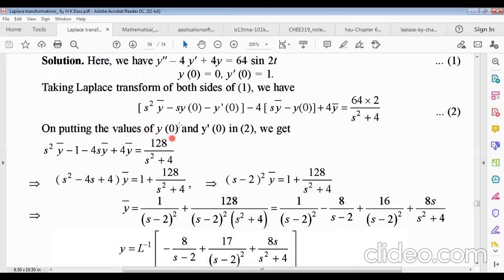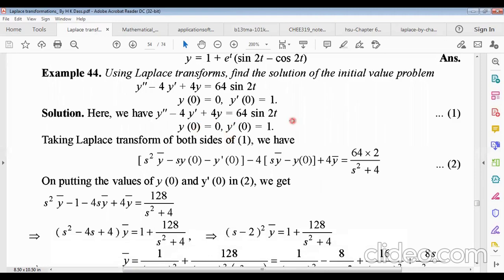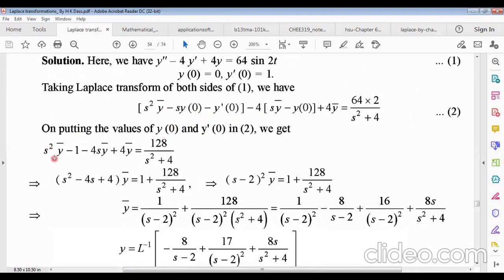Now on putting the values of y(0) and the first derivative of y(t) at t equals 0, using these initial conditions, we get s square times the Laplace transformation of y(t) minus 4s times the Laplace transformation of y(t) plus 4 times the Laplace transformation of y(t). Here y(0) equals 0, this becomes 0, and this also 0, so we get this only. Taking Y bar, the Laplace transformation of y(t), common, we get this. So this 1 on the right hand side: 1 plus 128 divided by s square plus 4.